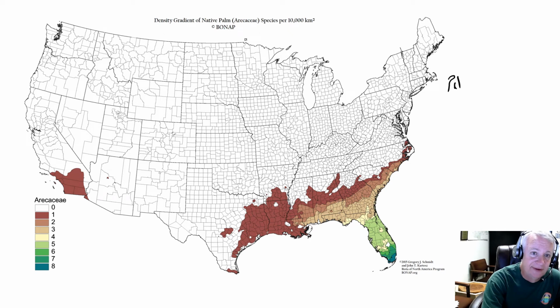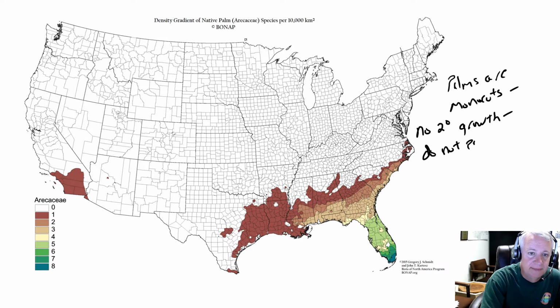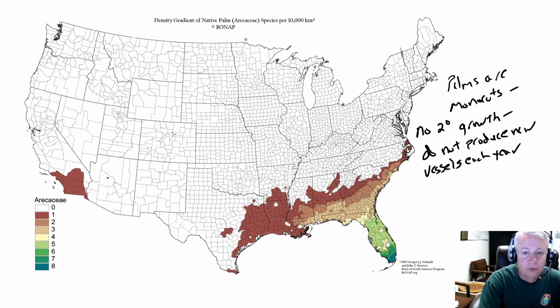Okay, so remember that palms are monocots. We know that. What's one of the characteristics of monocots? They have no secondary growth, and another way to think about that is they do not produce new vessels each year. Also, they have vessel elements. They're an angiosperm, so they have larger conduits. They're more vulnerable to freeze-thaw cavitation.